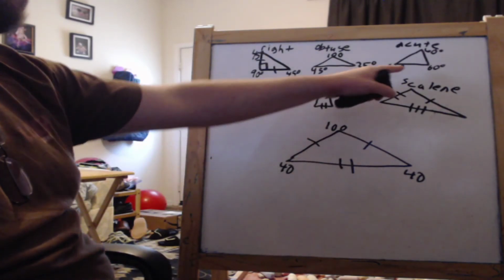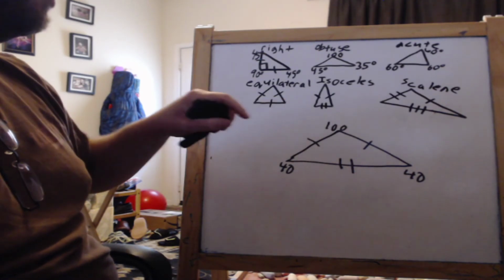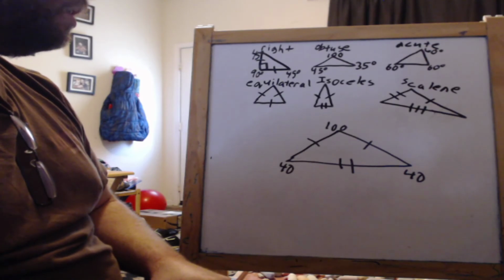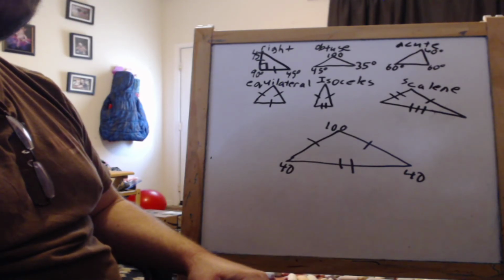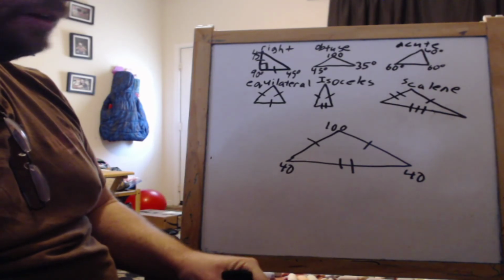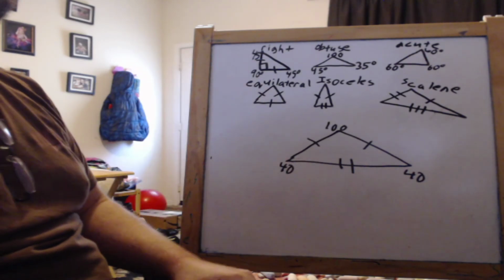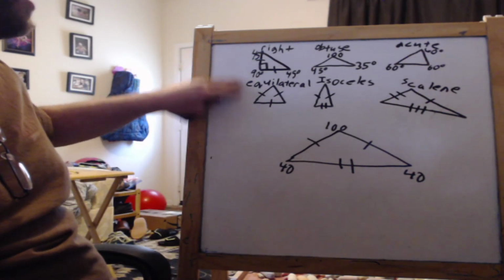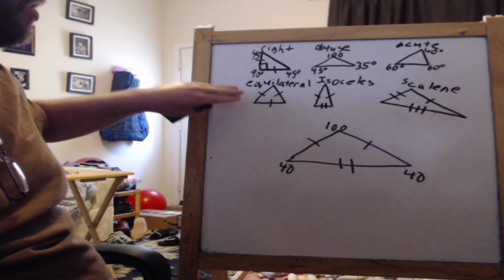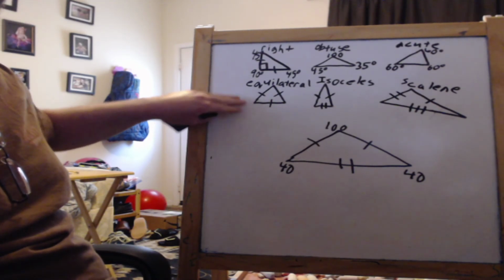And you could have an acute equilateral, you could have an acute isosceles, or an acute scalene. But equilaterals can only be acute. So this is just a quick overview of how these three types of triangles based on angles relate to the three types of triangles based on lines.